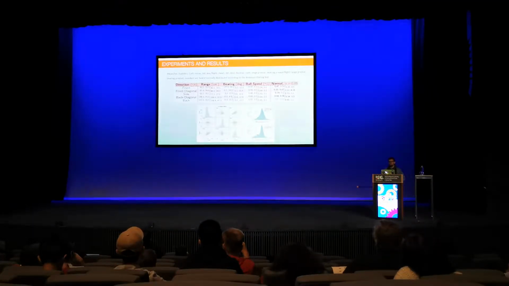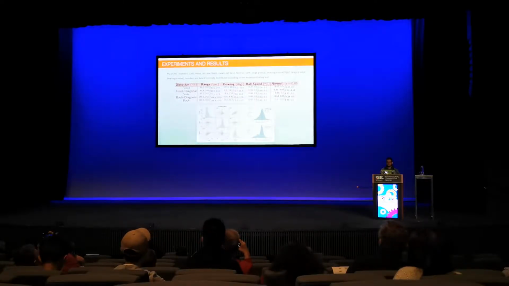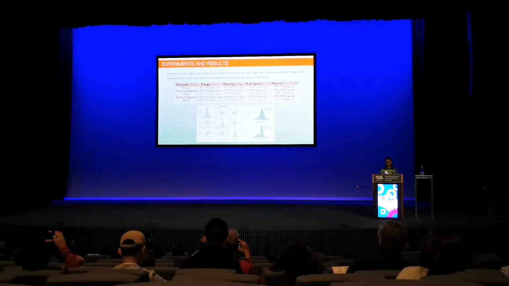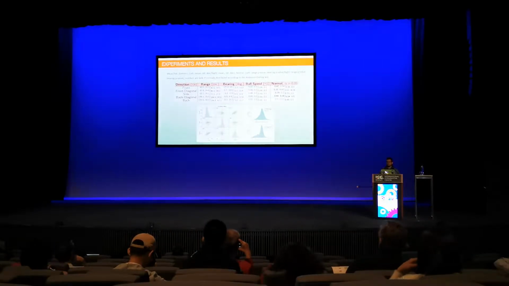These figures and table show the statistics of the graph from the previous slide. The mean of the range for all kick directions is 106.2 centimeters. The mean of the bearing for all kick directions is negative 5.7 degrees. The mean ball speed is 0.52 meters per second.